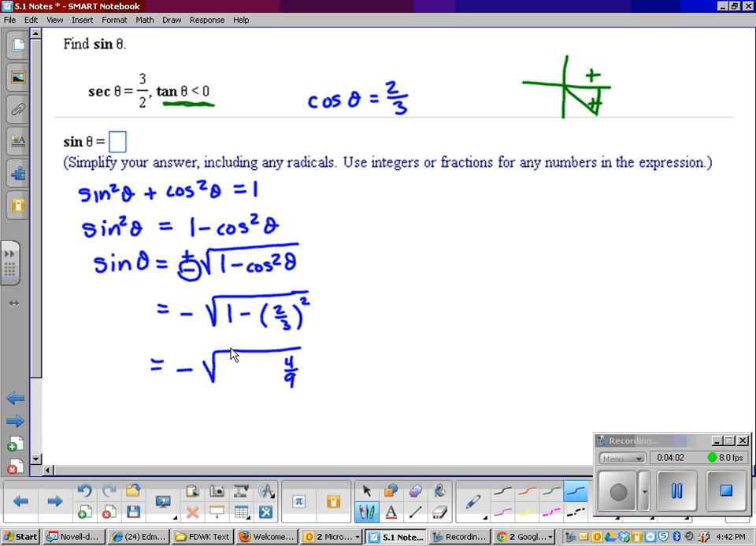So I need to think of this 1 as 9/9 so that I have a common denominator right here. Once I get a common denominator, I can just subtract the numerators and I get the square root of 5/9. When you have a quotient, you can take the square root of the numerator and the denominator separately. So this is going to equal negative square root of 5, which will not simplify any further, and then square root of 9 on the bottom is going to reduce to 3. And if you follow your equal signs back, you see that that's the value for sine theta.